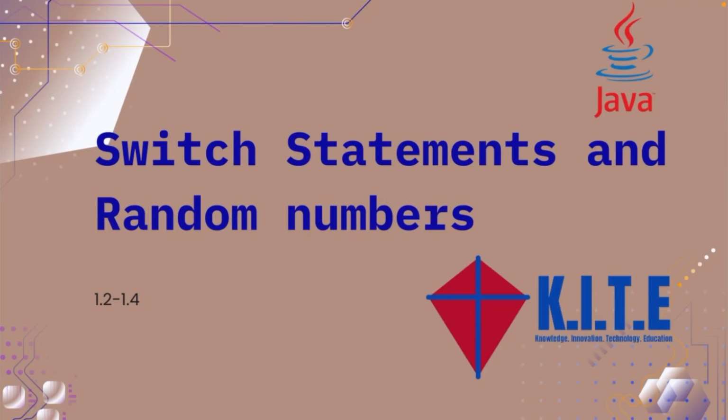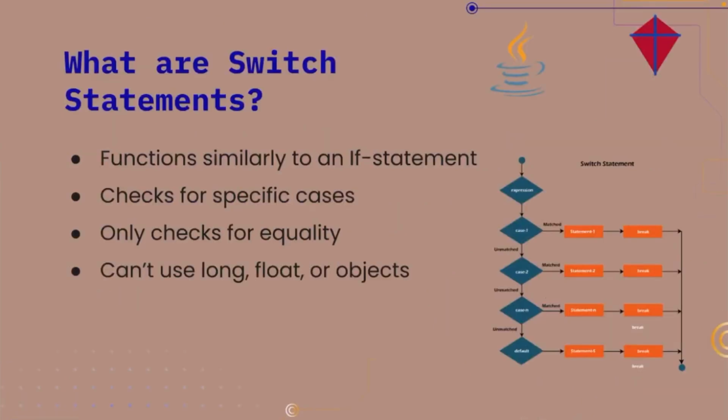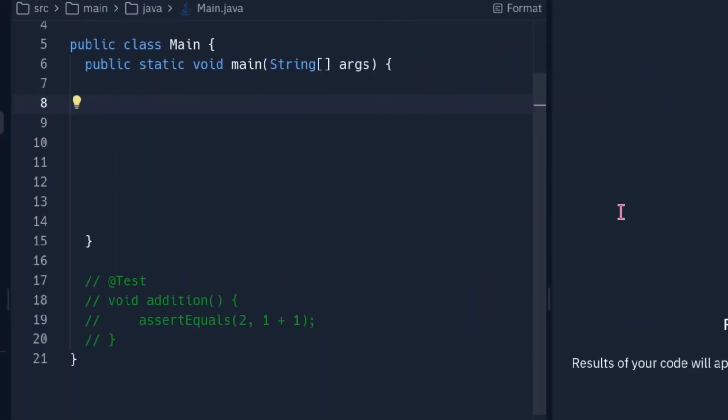Today, we're going to learn about switch statements and random numbers. What are switch statements? Switch statements function similarly to if statements, but are an easier way to write and operate them. It takes in an input and compares it with multiple cases, and if it finds a match, it executes the code written after that case. If none of the cases are a match, it executes the default code. Switch can only be used to check if two things are equal and nothing else. Another one of its limitations is that you can't use larger primitive data types such as long and float or objects within a switch.